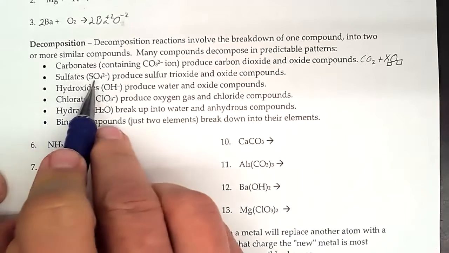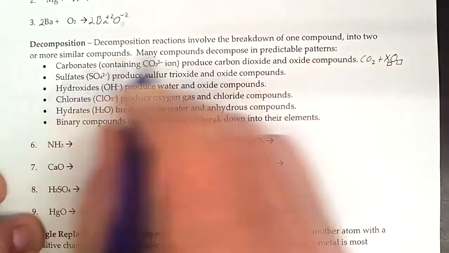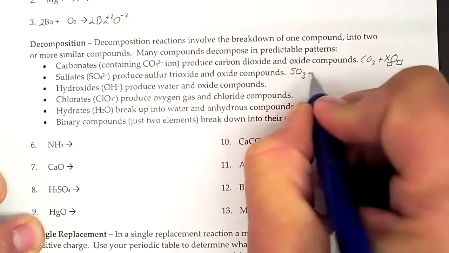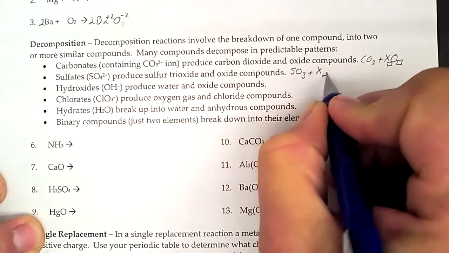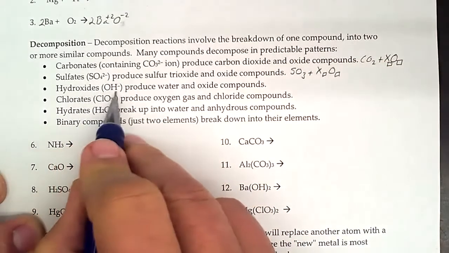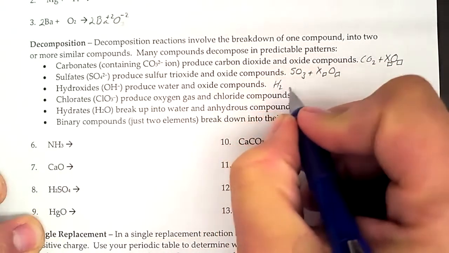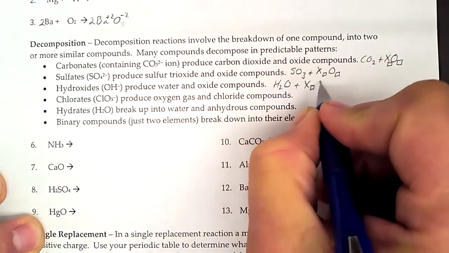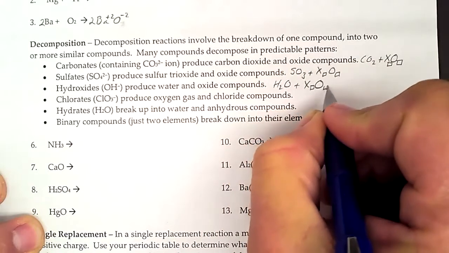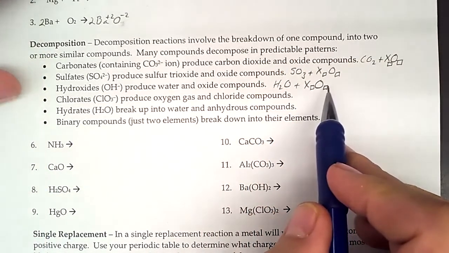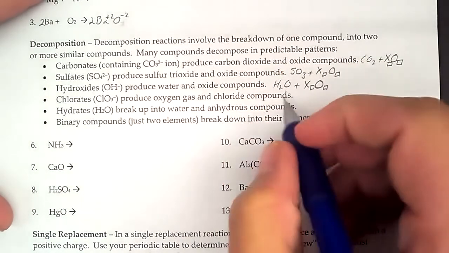So if it has SO4 and you're just breaking it down, what you get is sulfur trioxide and whatever's left over with oxygens. This with OH minuses tends to produce water, and again, whatever's left over with oxygens. And what's in the box? Well, whatever you need to make the plus minus pair have the charges add to 0 again.